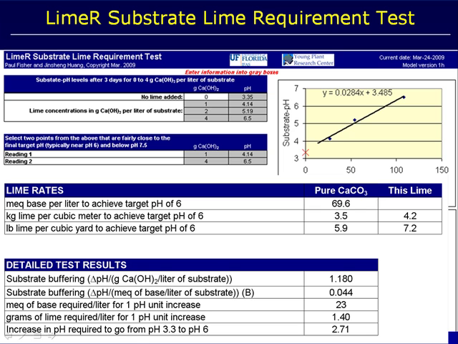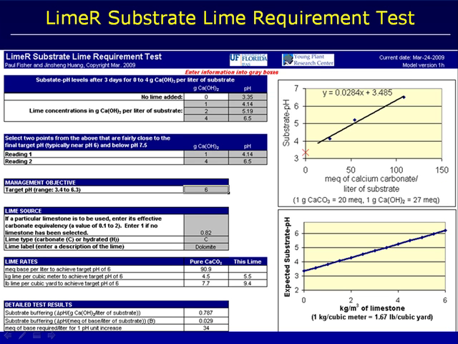Here's one of the outputs from our system. It calculates, for example, the pounds of lime per cubic yard required to achieve the target pH of 6 that we entered into the spreadsheet. And so there, on the lower right hand side, we've got a graph that shows increasing kilograms per cubic meter of limestone and the substrate pH we would expect with this liming source.